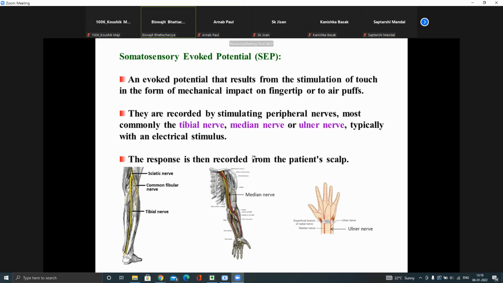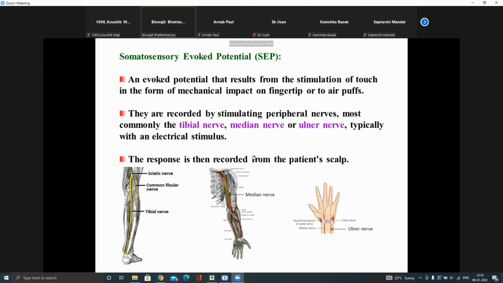So when some person touches us, or we are getting touched by some inanimate object also, we can feel the touch, and then obviously some response will be found in the patient's scalp, in the head, or sometimes in the palm also. So that voltage is recorded.